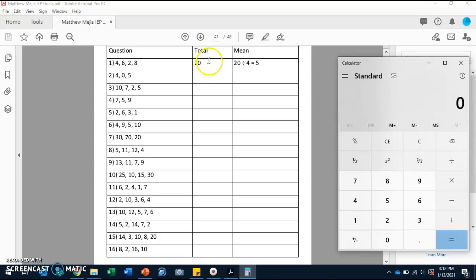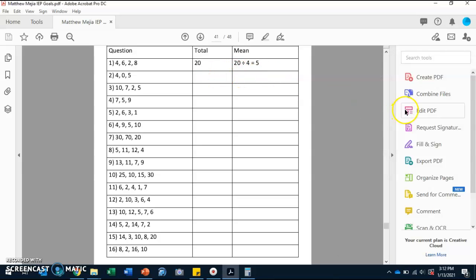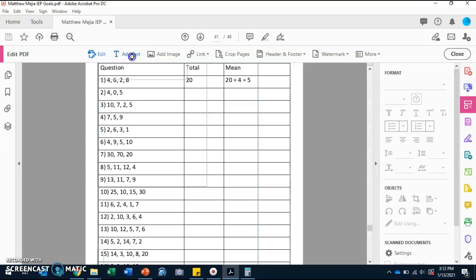So to begin, first we need to find out our total, right? So let's find out our total. So we are going to add 4 plus 0 plus 5. So let's get our calculators and add 4 plus 0 plus 5 gives us 9. So our total for number 2 is 9.